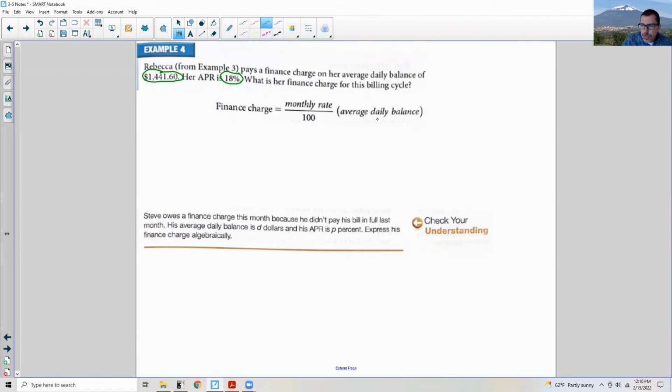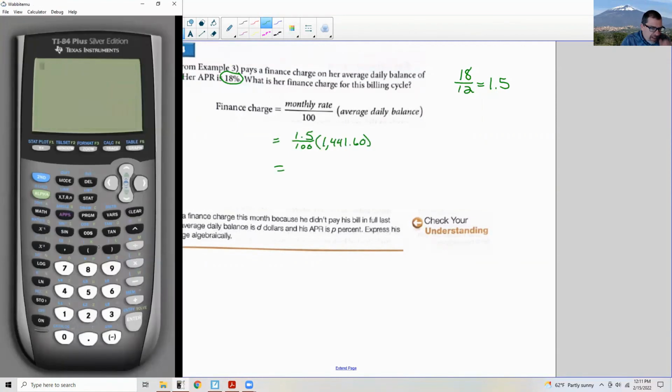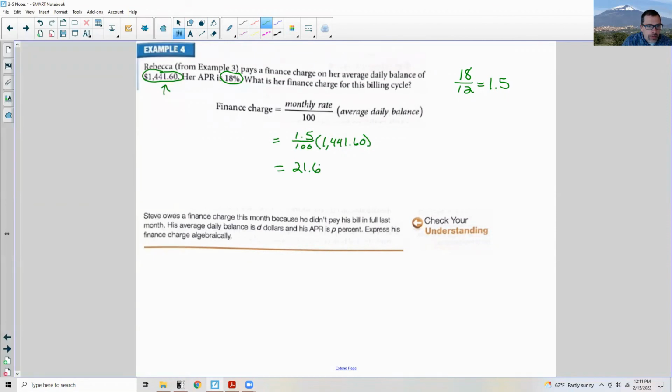All right, so here's what we're going to do. We want to take 18% divided by the number of months in a year, which is 1.5. That reduces to 3 halves, 1.5. So the finance charge is going to equal 1.5 divided by 100 times the average daily balance, which is 1,441.60. Okay, and that is going to equal 1.5 divided by 100 times 1441.60, enter, and it's $21.62. Okay, so there's the finance charge for that month.